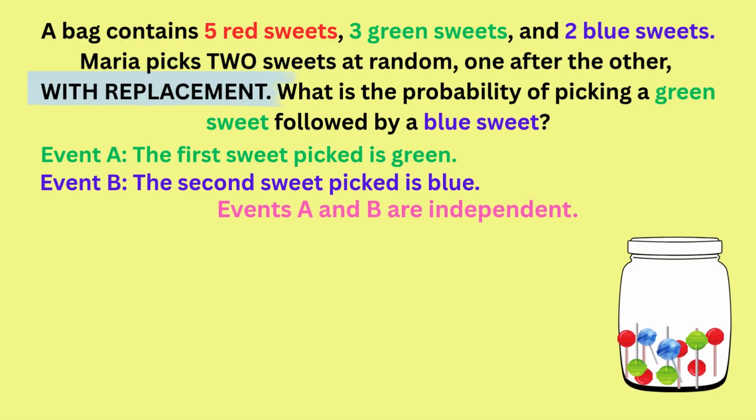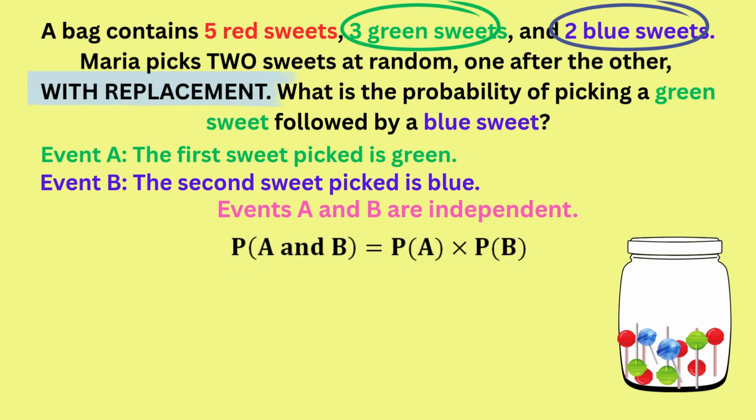To find the probability of both events happening, that is, picking a green sweet and then a blue sweet, we'll use the multiplication rule of probability shown here. The probability of A, which represents the probability that the first pick was a green sweet, is 3/10.